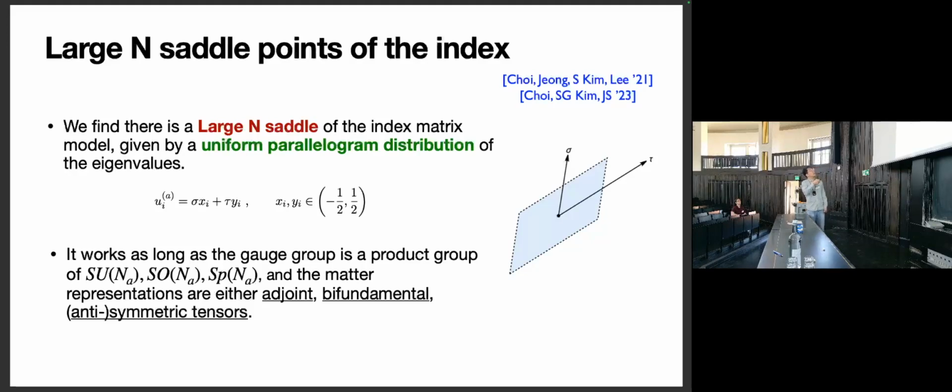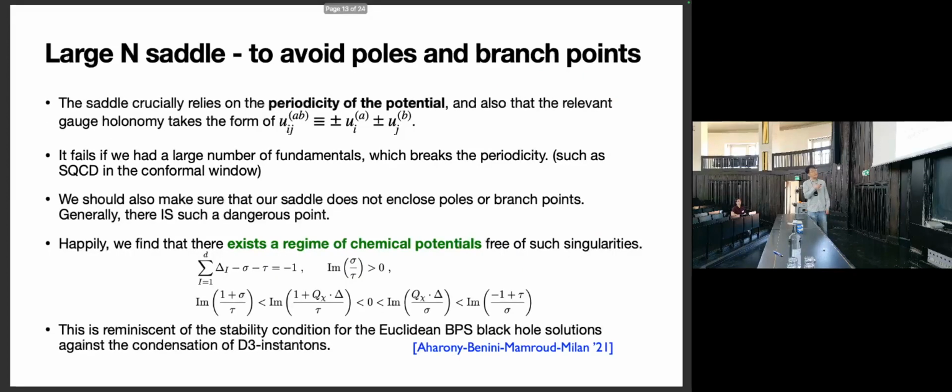Especially, this saddle turns out to be valid as long as you pick the gauge group to be a classical gauge group of rank N or its products, and if you restrict the matter fields to be in the adjoint, bifundamental, or tensor representations. Whenever these are satisfied, it becomes a good saddle.